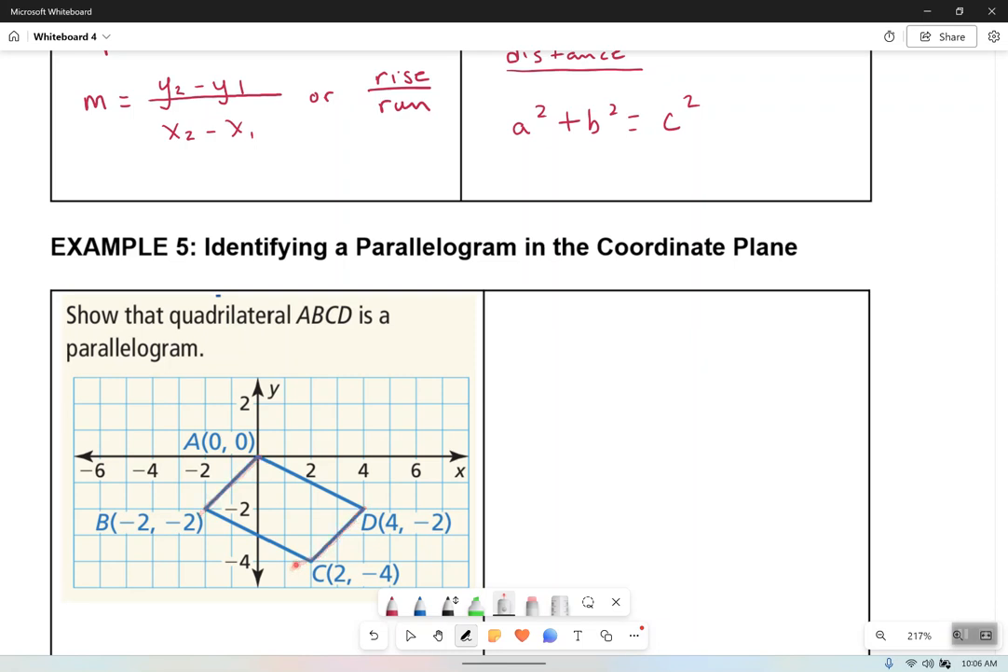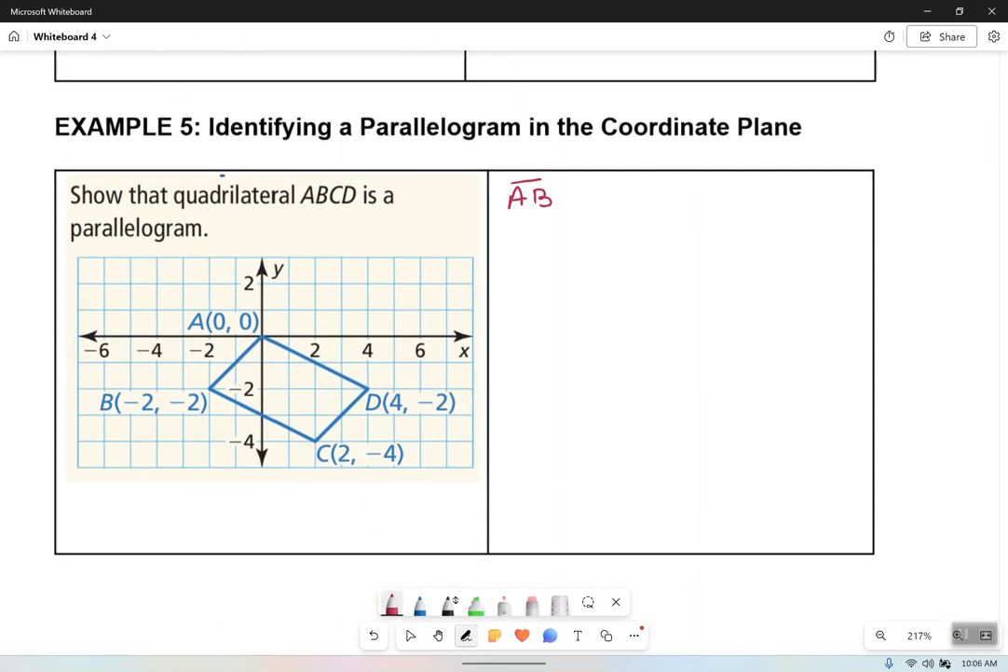I'm going to pick on two sides. I'm going to pick on the side AB up here. What side is opposite of AB, kids? CD, isn't it?